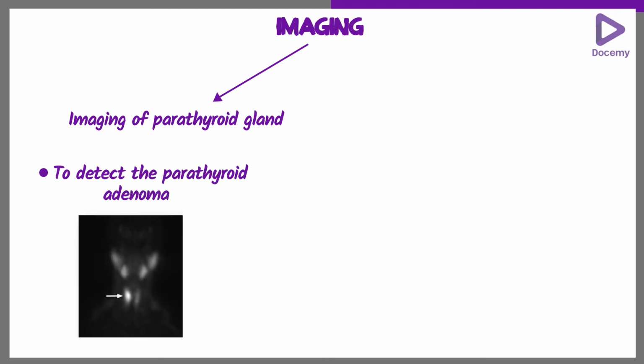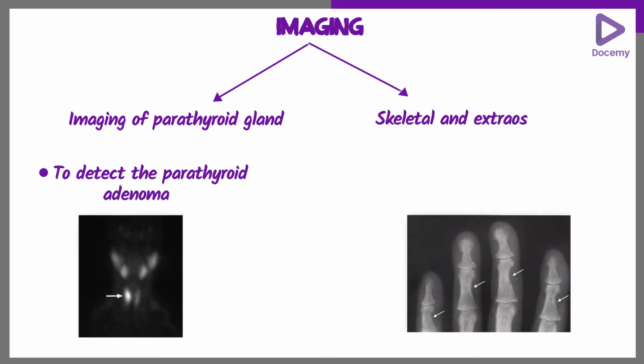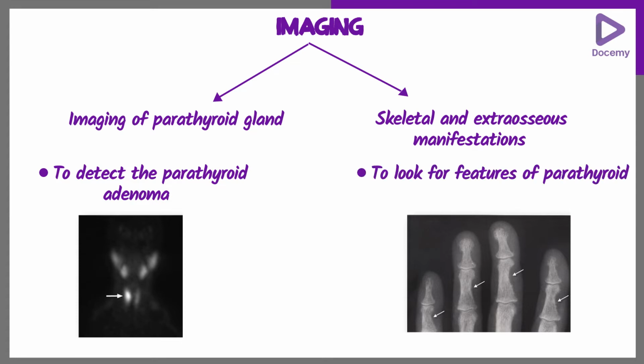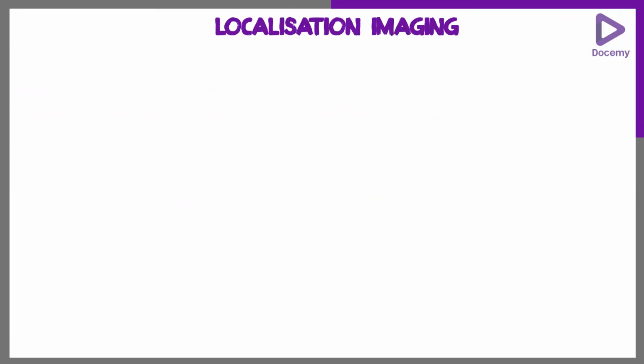So imaging can be of twofold: imaging of the parathyroid glands to detect a parathyroid adenoma, and the skeletal and extraosseous manifestations to look for features of parathyroid hormone action. Localization imaging is to detect a parathyroid adenoma.